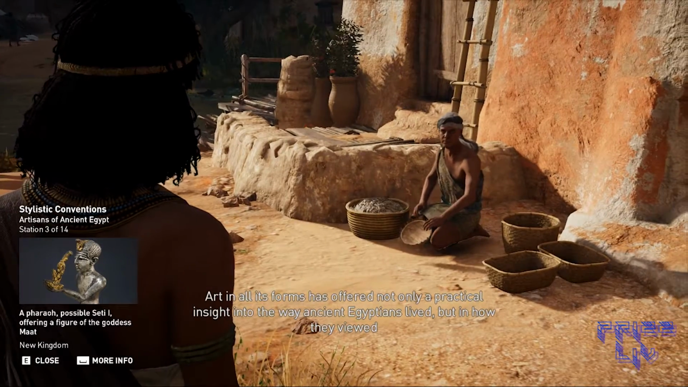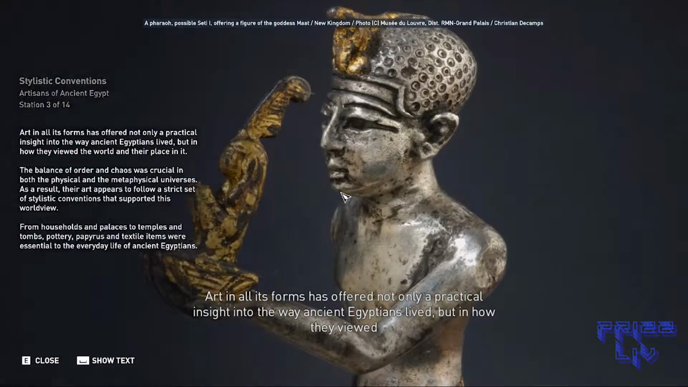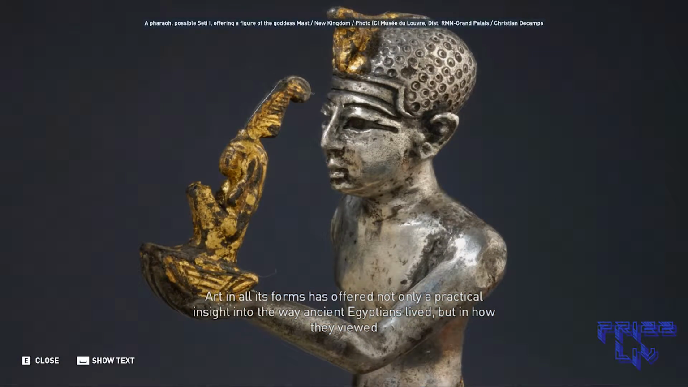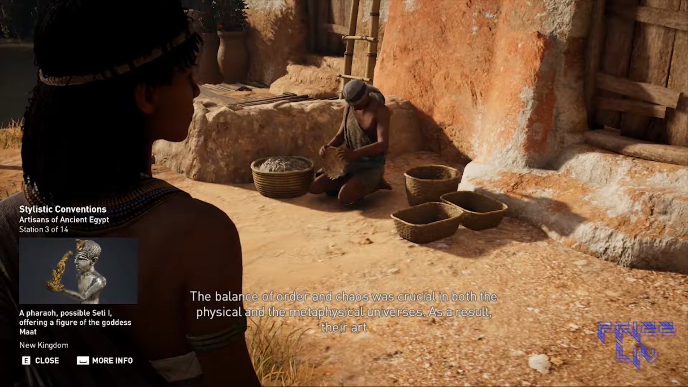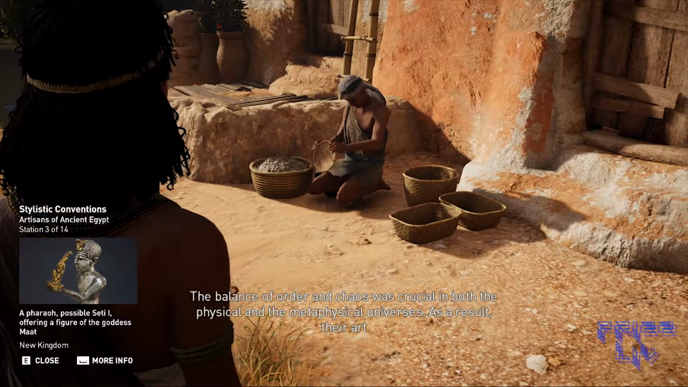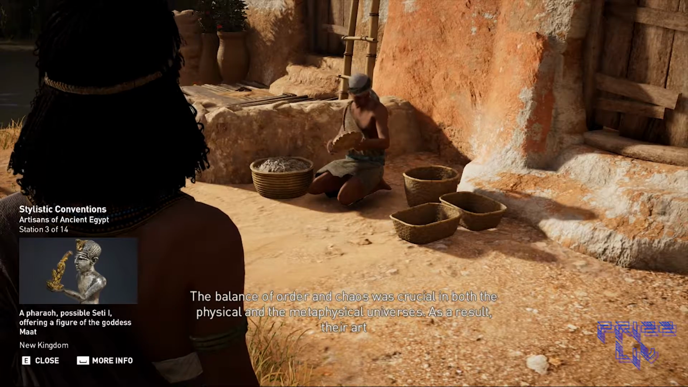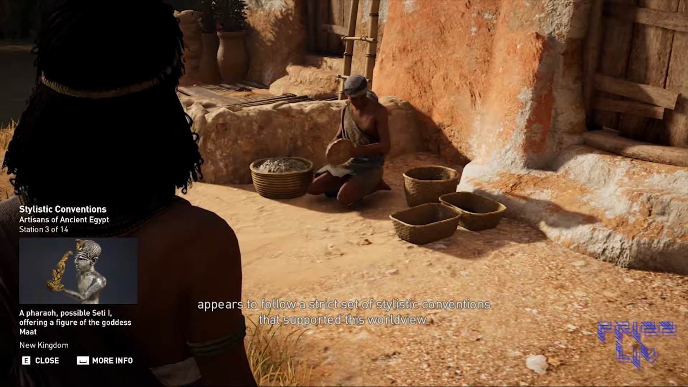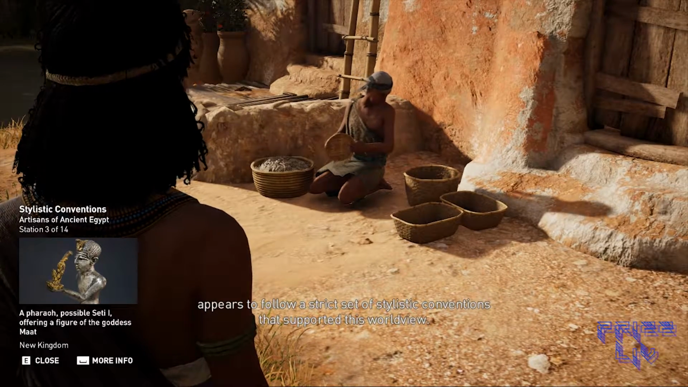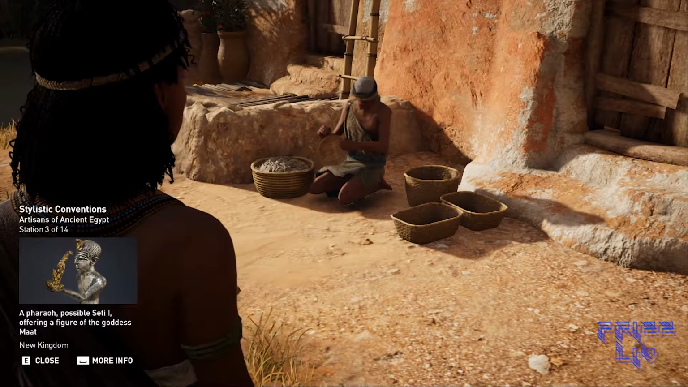Art, in all its forms, has offered not only a practical insight into the way ancient Egyptians lived, but in how they viewed the world and their place in it. The balance of order and chaos was crucial in both the physical and the metaphysical universes. As a result, their art appears to follow a strict set of stylistic conventions that supported this worldview.